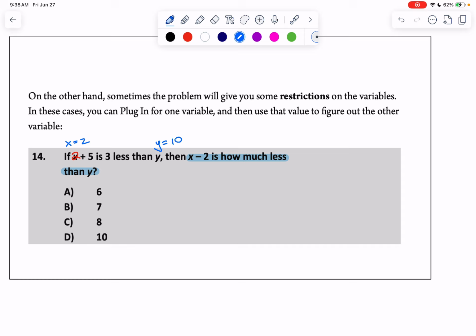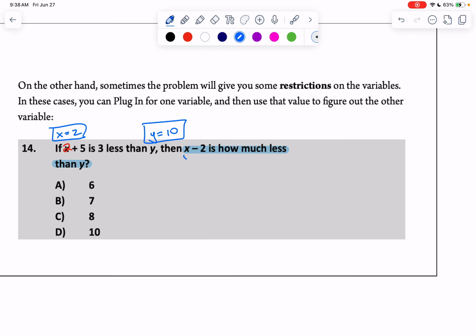Okay, so now we can do the rest of the problem with our real numbers. We can say x minus 2, well, that's 2 minus 2, which is 0. Is how much less than y? What was our y again? 10. So 0 is how much less than 10? It's 10 less than 10. There we go. So we're going to go ahead and pick that as our answer.